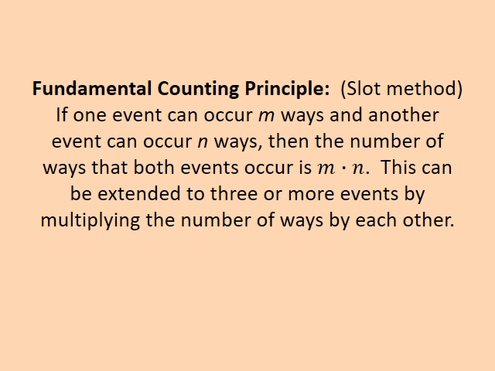What we just did in the last example is an example of the fundamental counting principle, or the slot method. If one event can occur m ways and another event can occur n ways, then the number of ways that both events occur is m times n. This can be extended to 3 or more events by multiplying the number of ways by each other. We will do several examples that show the fundamental counting principle.